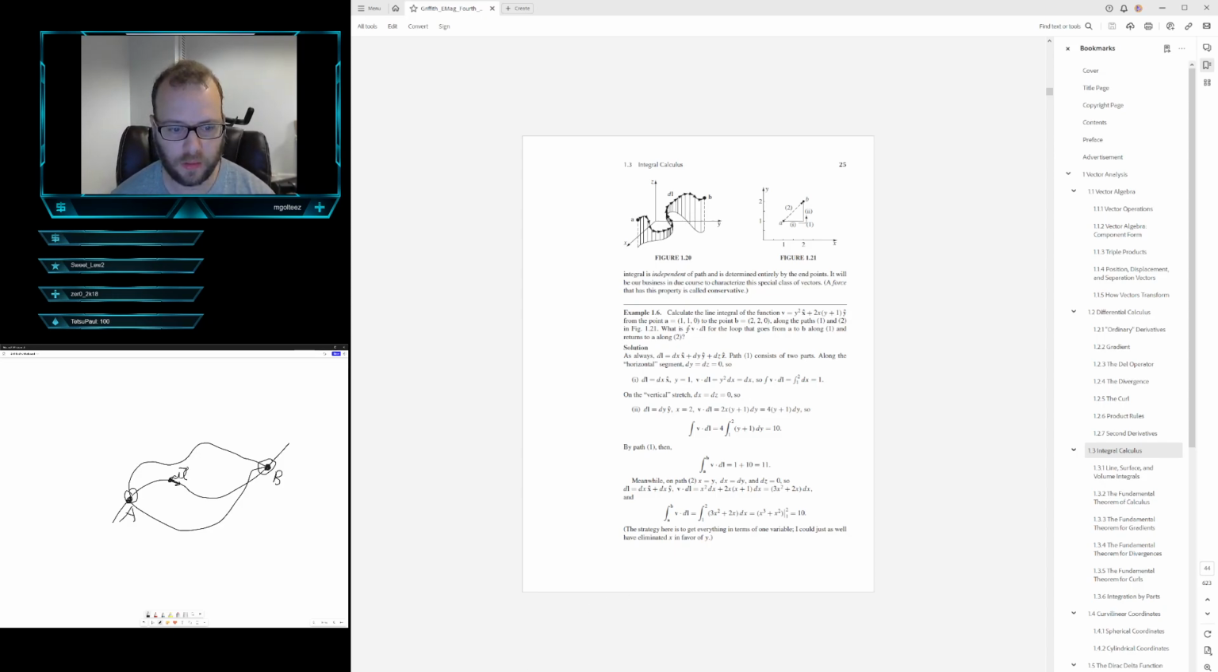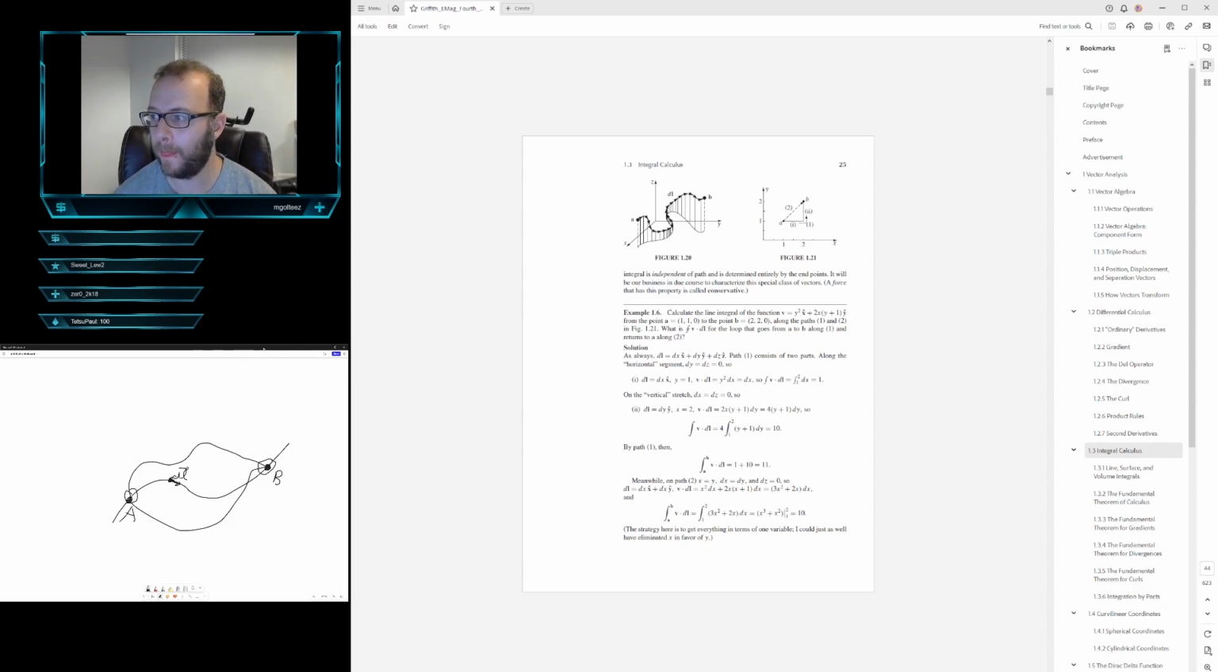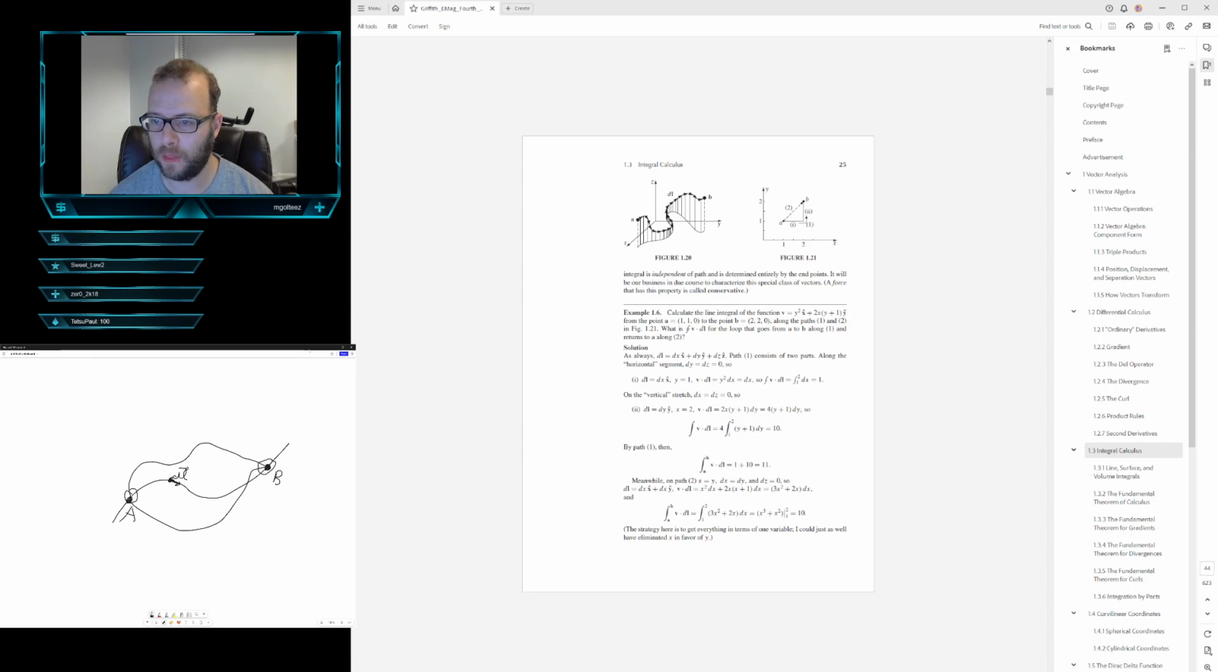We have a line integral in this vector field, so we have V defined as y squared x hat plus 2x times (y plus 1) y hat, from point A equals (1, 1, 0) to point B equals (2, 2, 0).